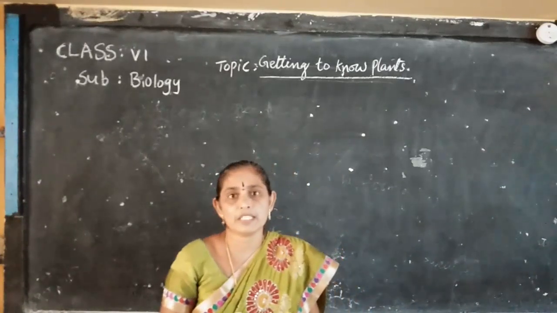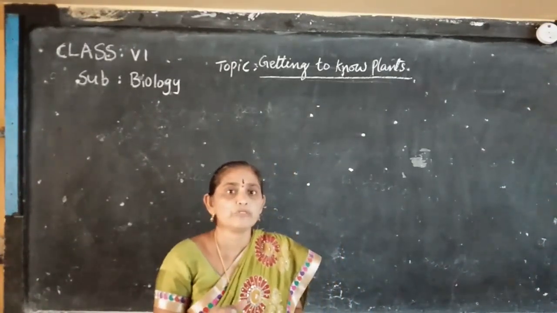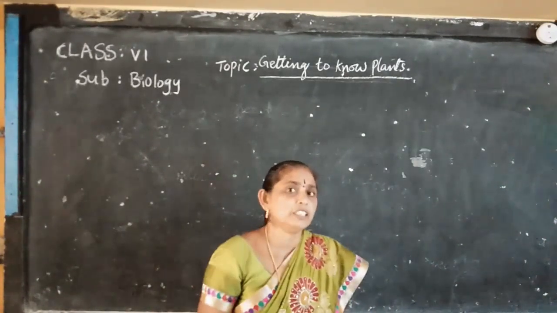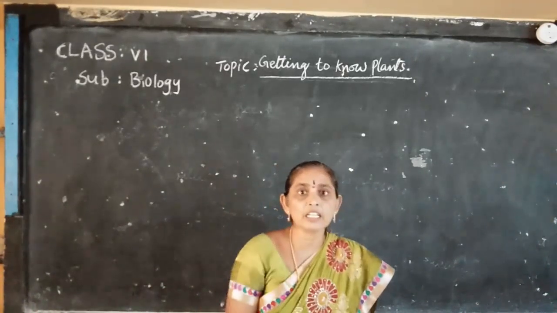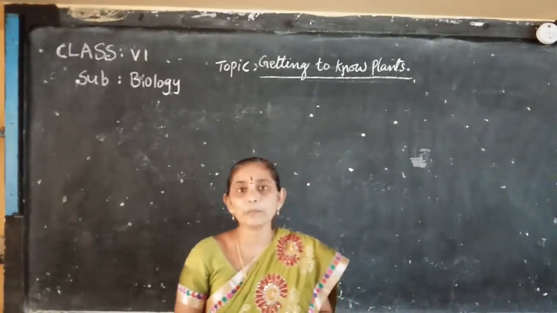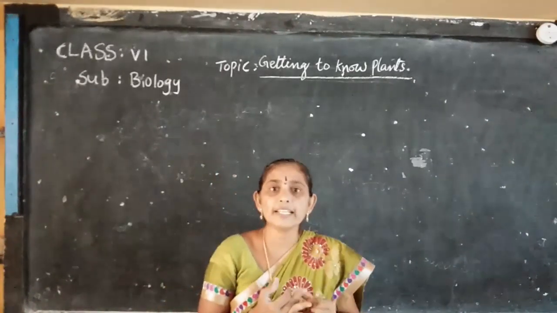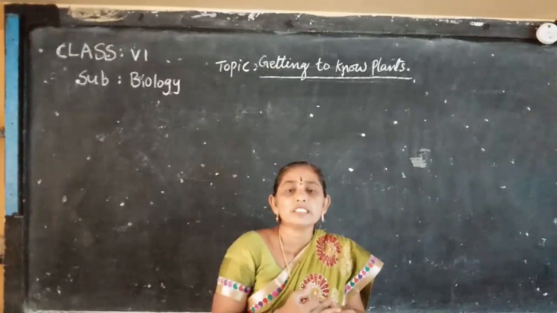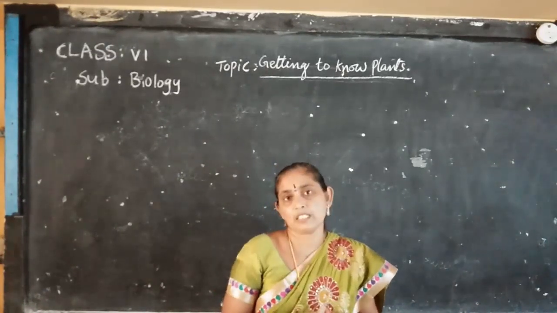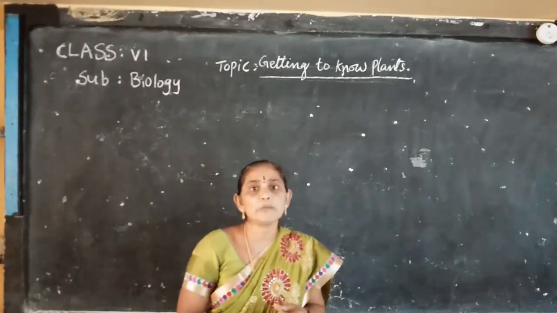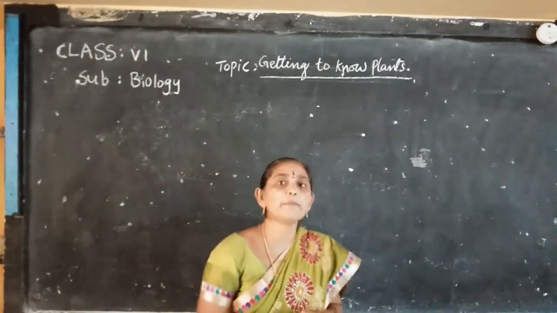Then another one is creepers. They have weak stems. They cannot stand upright, and they spread on the ground. These are called creepers. Example: pumpkin, watermelon and cucumber. These are called creepers.